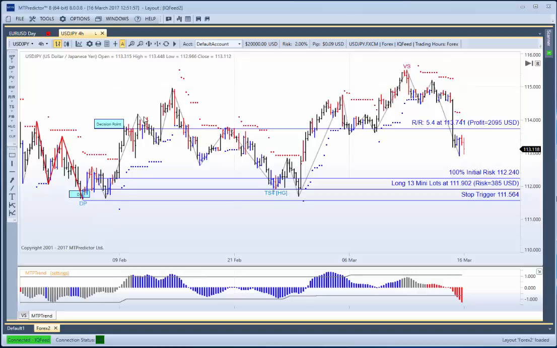That's what's good about MTPredictor, in that we try to keep our profits large and our losses small. We don't avoid losses. We know and understand that losses can and will and do happen, and they do unfold, but the losses are kept small. So that was a good example of a profitable trade there.